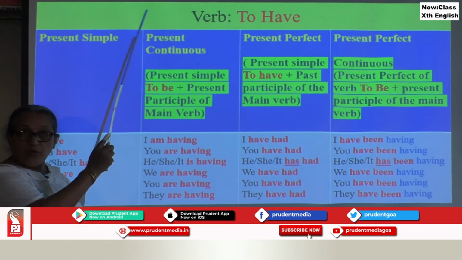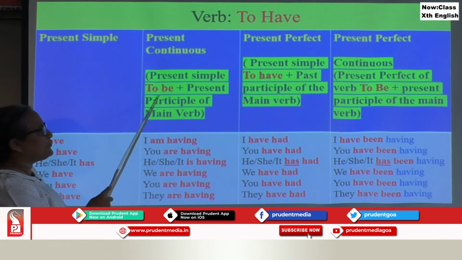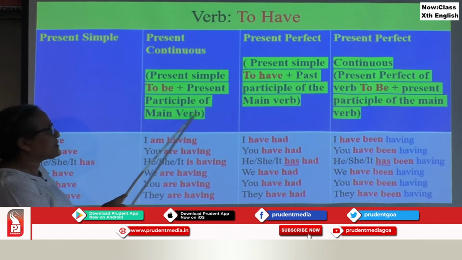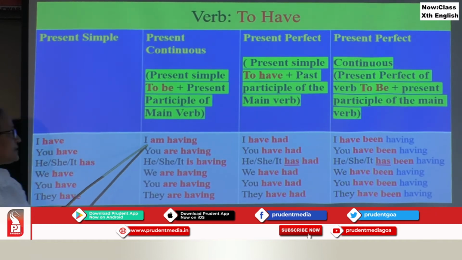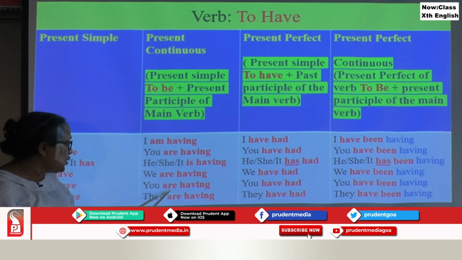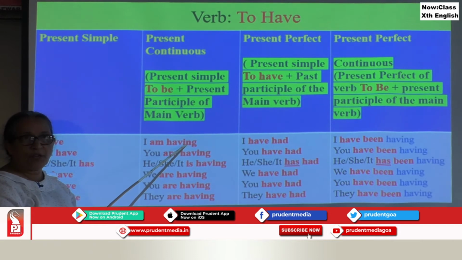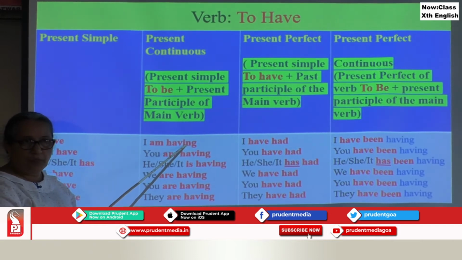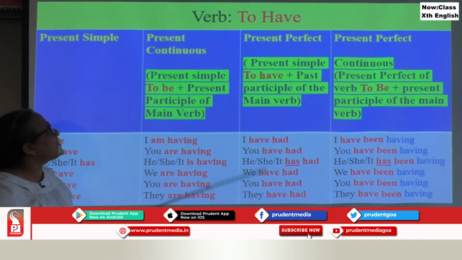Present continuous, rule is the same what we applied for verb to be. Present simple of verb to be plus present participle of the main verb. Present simple of the verb to be we already learnt, I am, you are, he, she, it is, we are, you are, they are. Present participle of the main verb is having, ing form. We dropped the E and made it into ing.